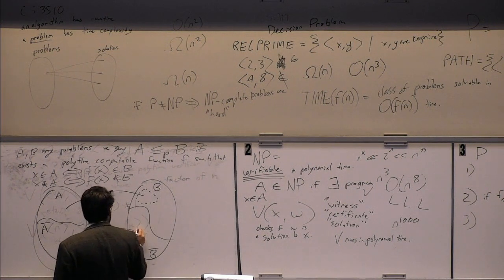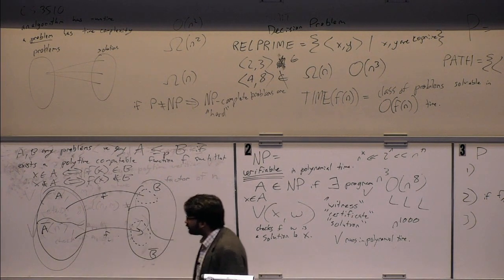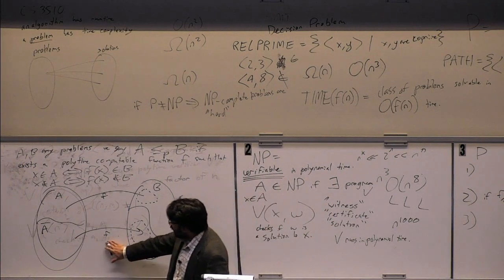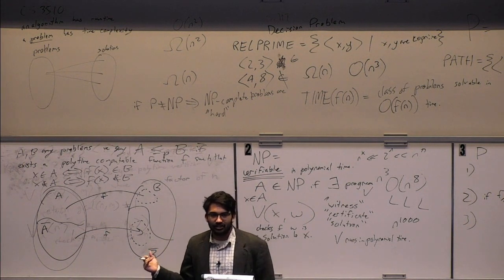And a bad solution must map to a bad solution. The next three lectures, we're just going to do tons and tons of reductions. It's going to be all about these reductions. F is a reduction that maps the good to the good and the bad to the bad. This is the definition of a reduction.